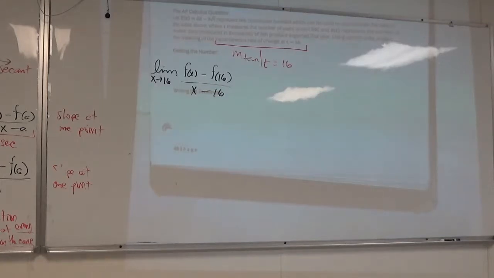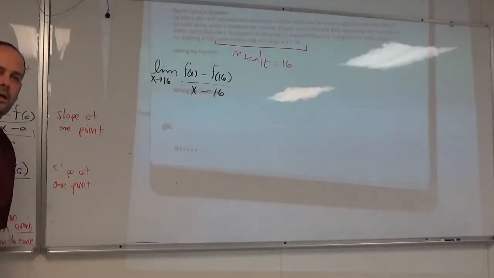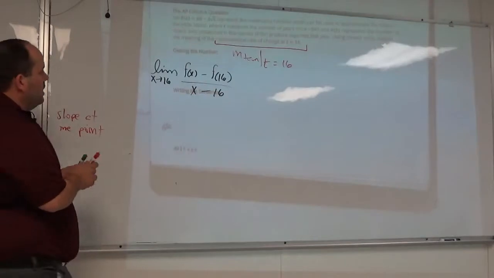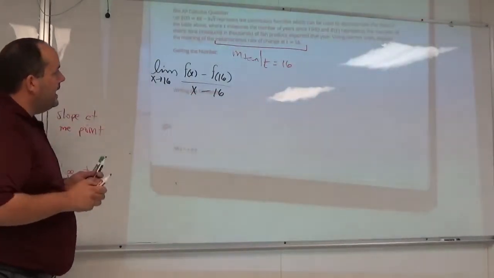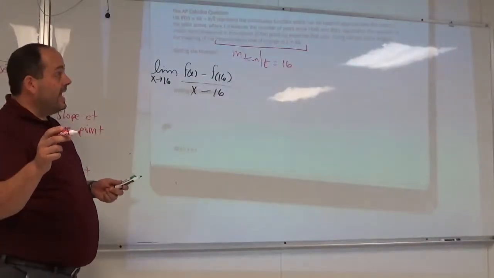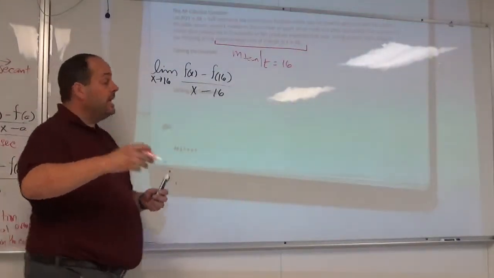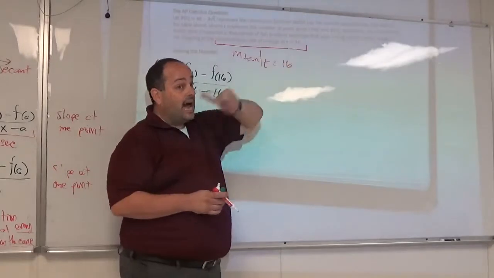Carlos, what's one thing you see that's wrong? You put f of 16, and that's f of a, but a is not 16. A is not 16? Actually, a is 16. That is not what's wrong here.